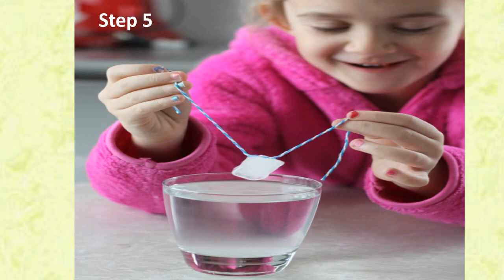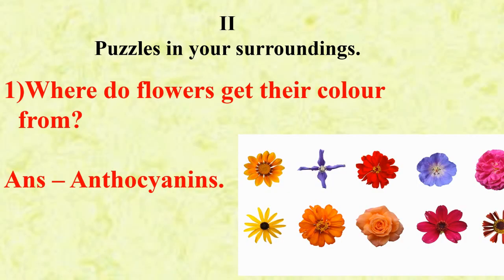Students, now let us see some interesting puzzles in our surroundings. The first one, where do flowers get their color from? There is a liquid chemical present in it, which means the flower has a pigment. The name of this chemical is anthocyanins. Due to this chemical, the flowers get different colors.